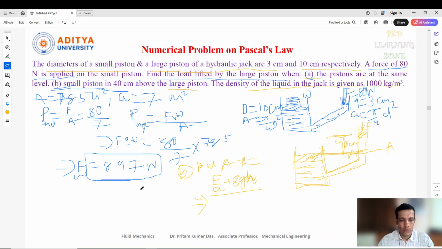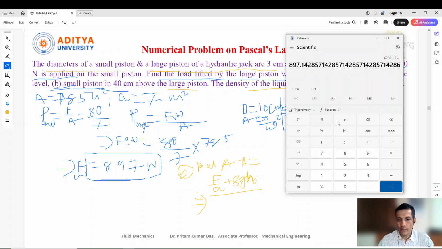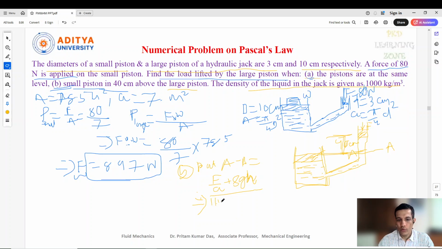F by A we can calculate here as 80 divided by 7, that is 11.42, plus 1000 into 9.81 into 40. This is the 40 centimeter. So this is the pressure intensity at point A, due to this height.